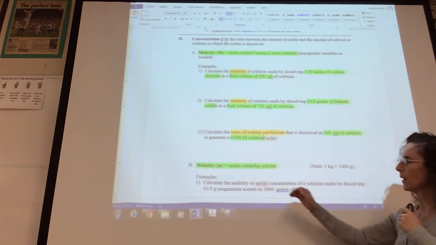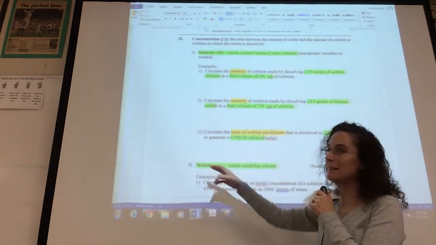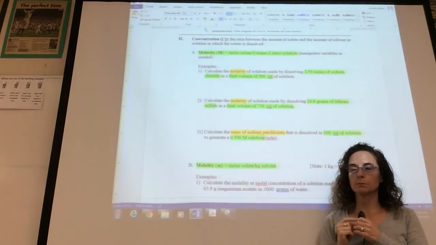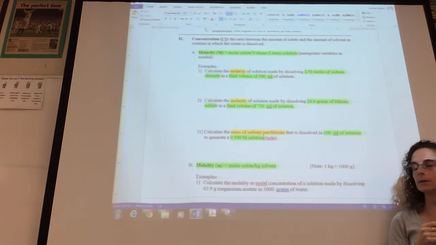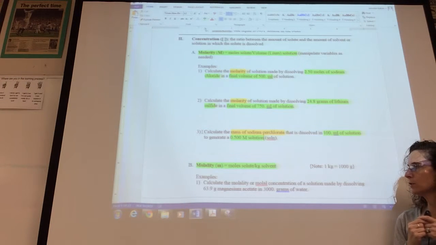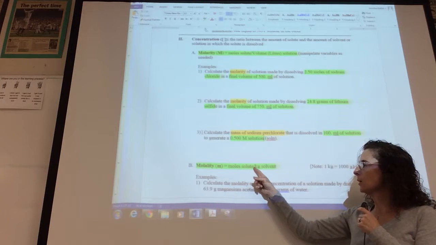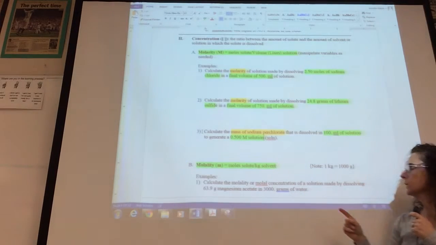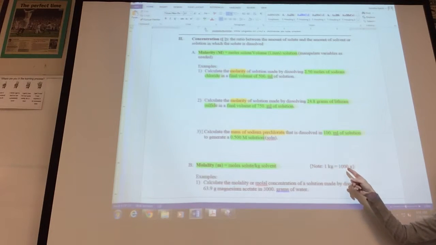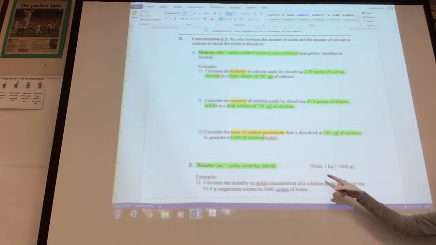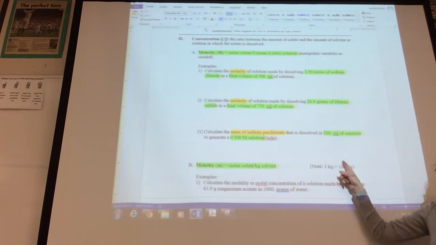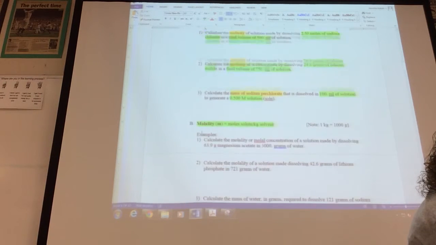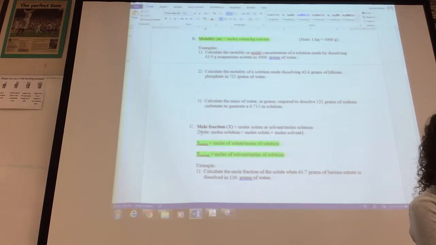Alright, another way to represent concentration is molality. It sounds similar. This is a lowercase m. You'll be using molality quite a bit with the colligative properties toward the end of the chapter. This is moles of solute per kilogram of solvent. Please remember that 1 kilogram is 1,000 grams, because you might be given the solvent in grams and you'll need to convert to kilograms. So molality is moles of solute per kilogram of solvent.